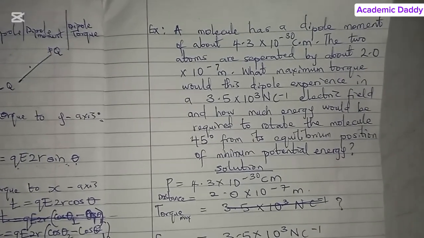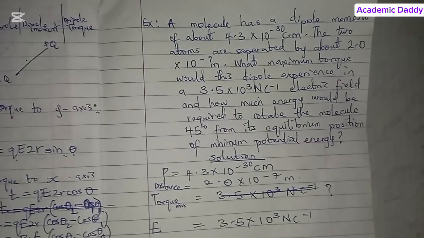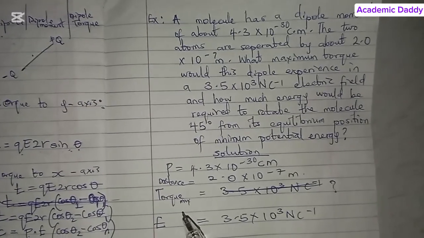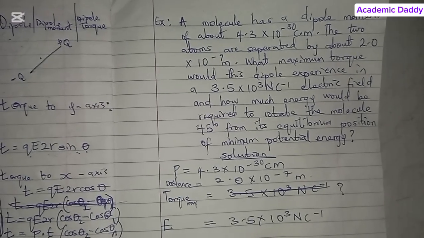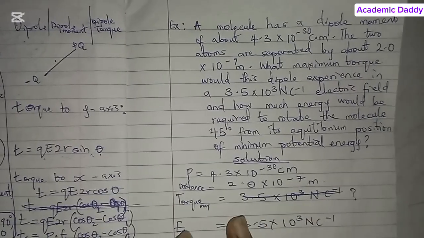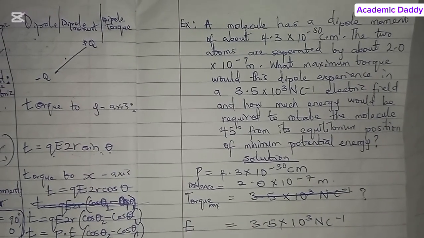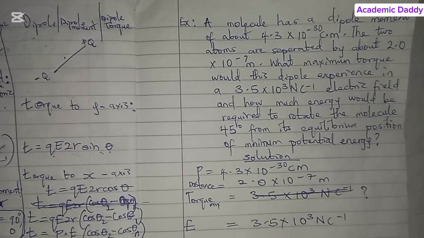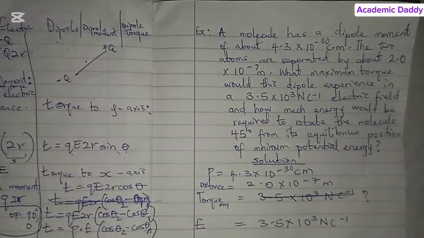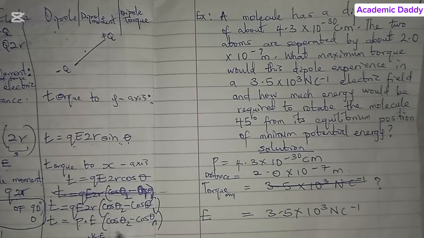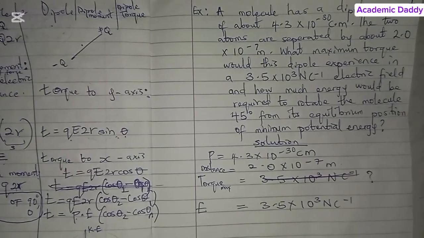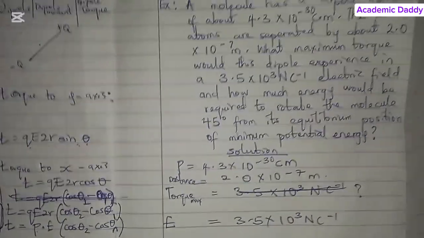Now, the second question they're asking is how much energy would be required to rotate the molecule 45 degrees from its equilibrium position of minimum potential energy. That means at that point, the potential energy is at an angle, of cos theta, and they gave us cos 45. So we are going to be using the last one we got. Okay, let's find our torque first.